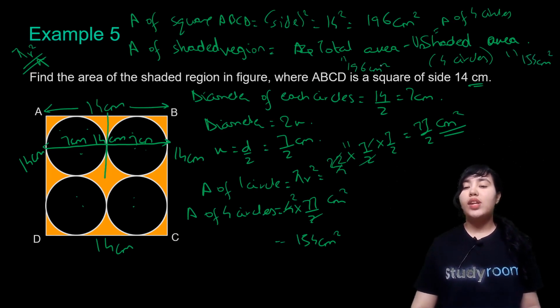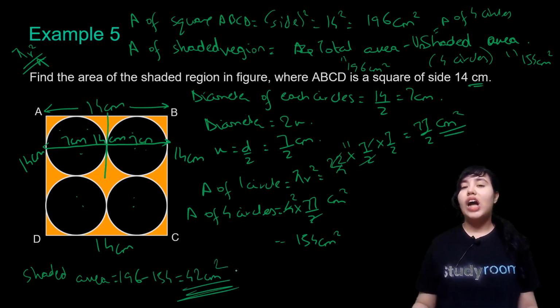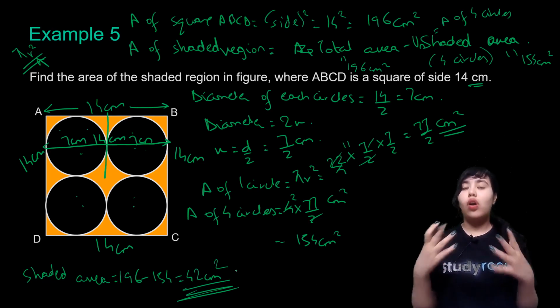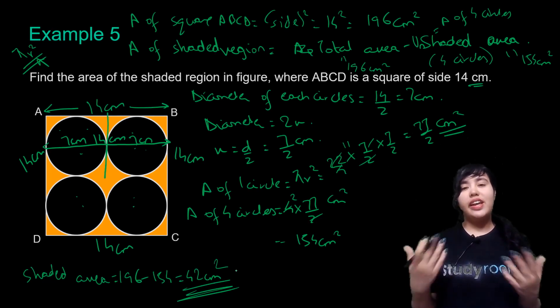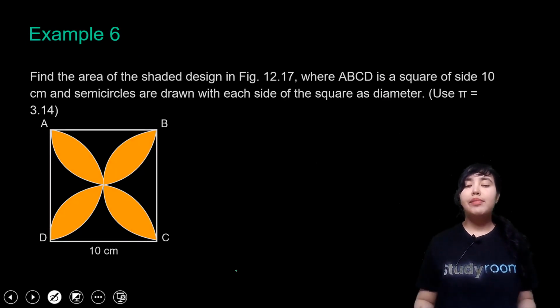Your total area is 196 centimeter square. So your shaded area will be 196 minus 154, that will turn out to be 42 centimeters square. So this is your answer. So just identify figures which you already know, find out their areas, and then just solve the question. Then we have the last example for the day.